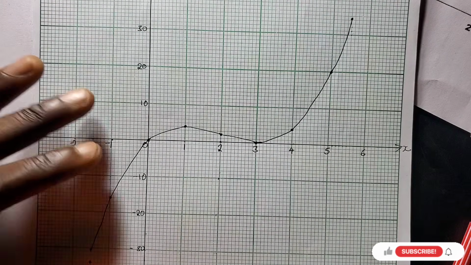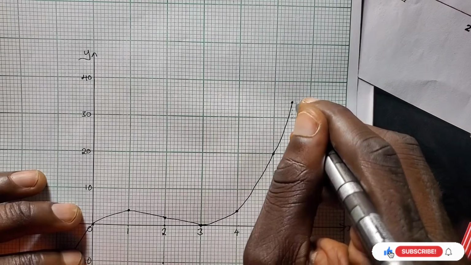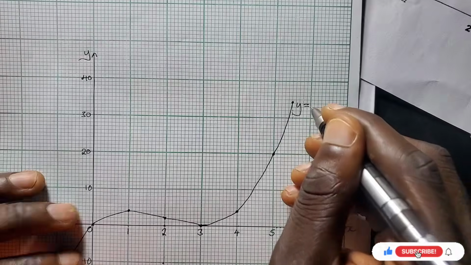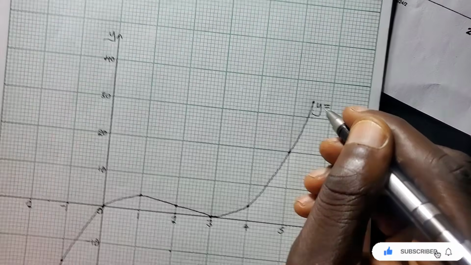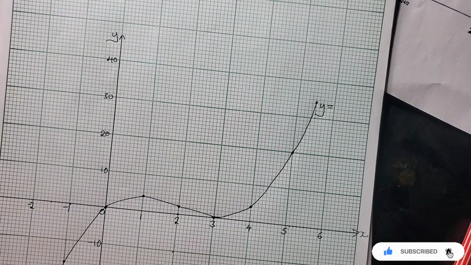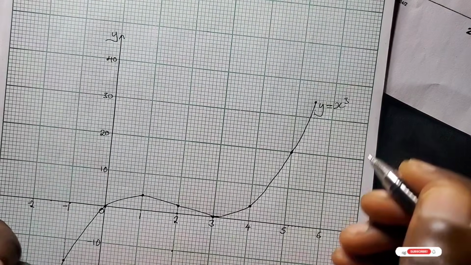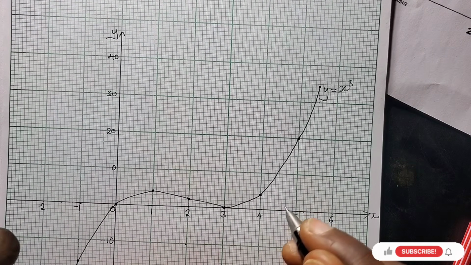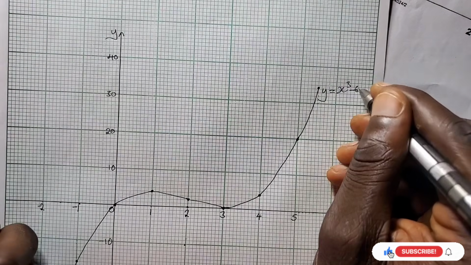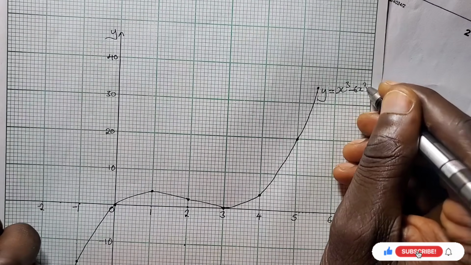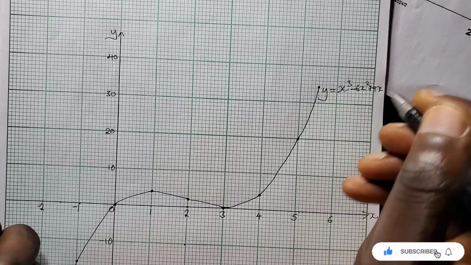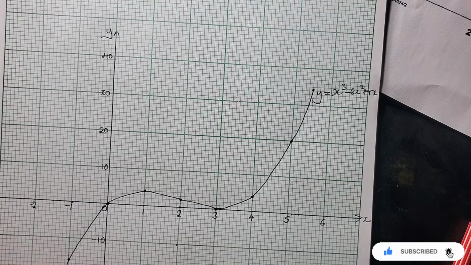So this is our graph. Let's indicate nicely here that this is y equals x to the power 3 minus 6x squared plus 9x. Nice. This is the graph.